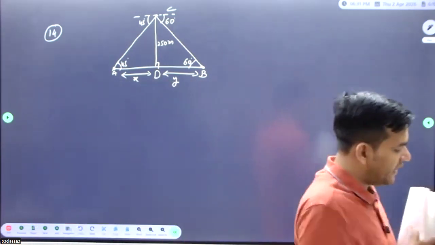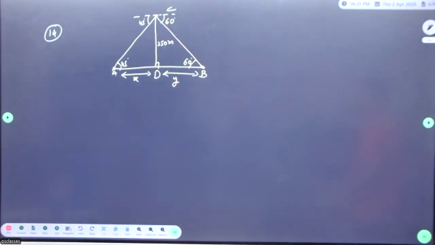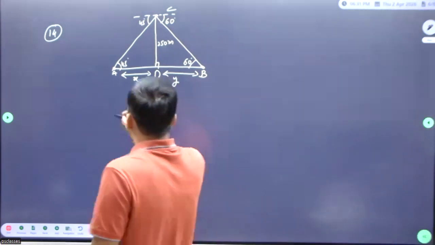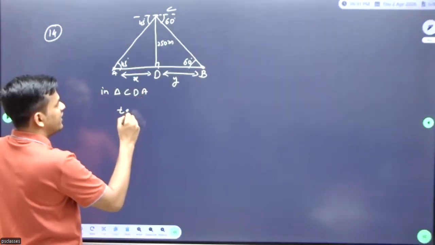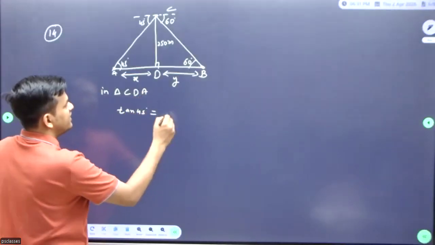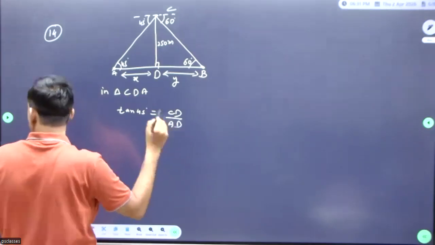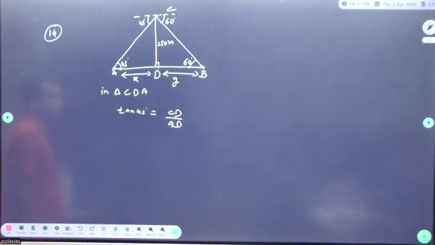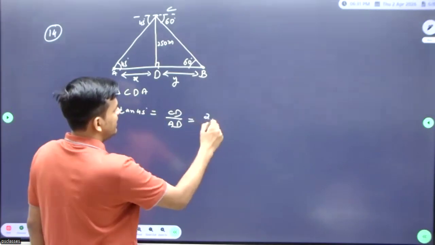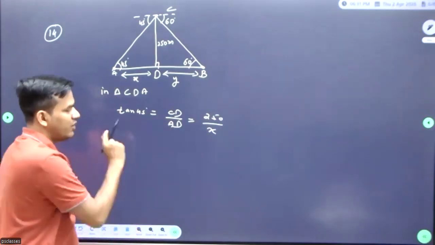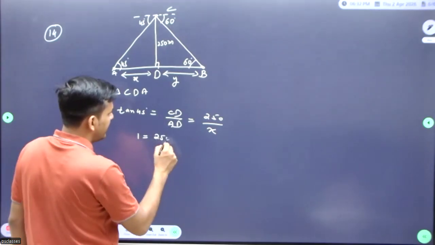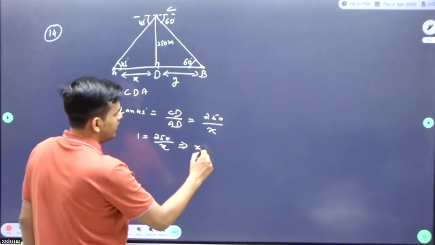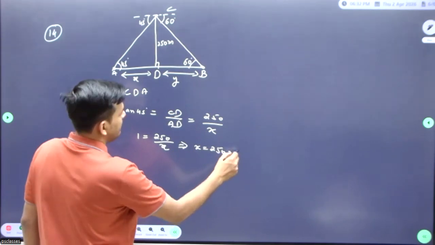Now in these two triangles you can apply tan theta. So in triangle CDA, tan 45 degree is equal to CD upon AD. So CD is 250, AD is x. Tan 45 is equal to 1. So 1 is equal to 250 by x. It will give you x is equal to 250 meter.